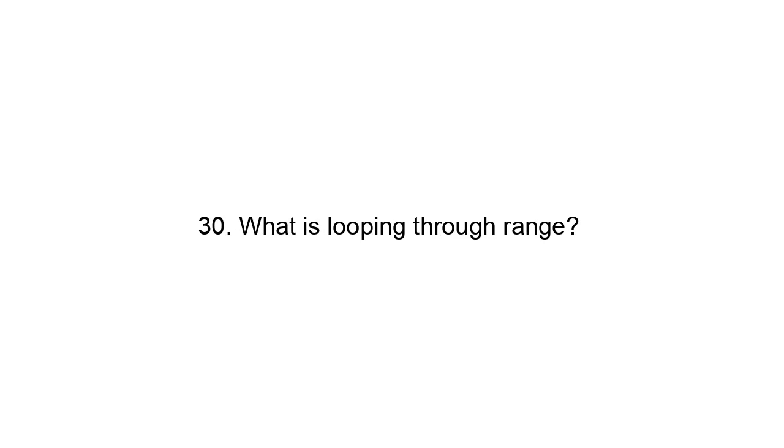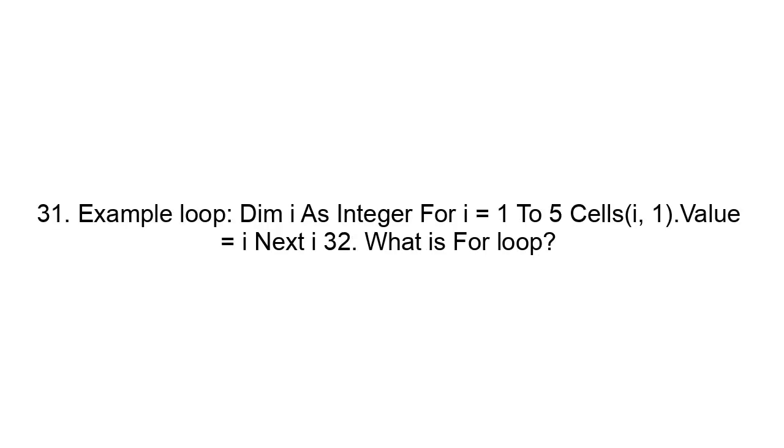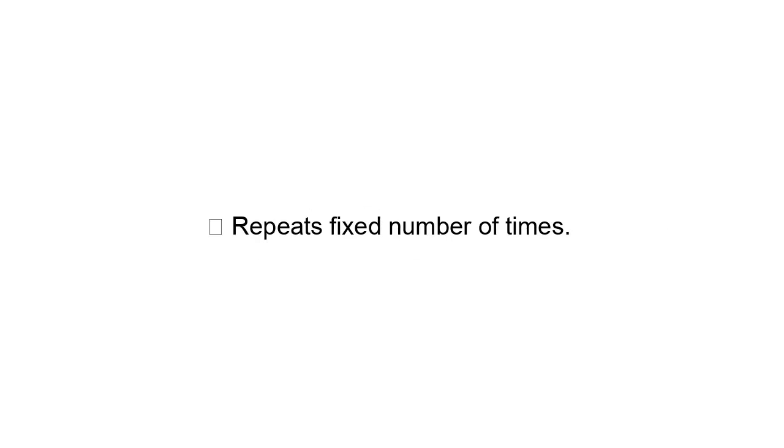30. What is looping through a range? Iterating cells one by one. 31. Example loop: Dim i As Integer. For i = 1 To 5, Cells(i, 1).Value = i, Next i. 32. What is a For loop? Repeats a fixed number of times. 33. What is a Do While loop? Repeats while a condition is true.